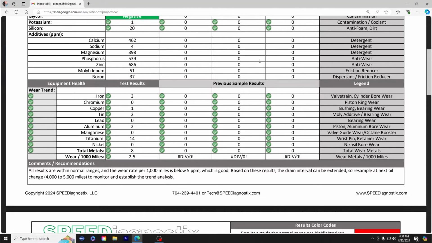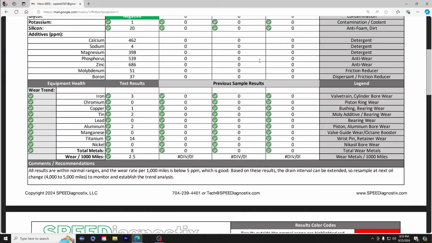And if you look at the very last little slot down there, it's wear per 1,000 miles, and it's a 2.5. That's below average. Normal is 5 parts per million or lower. So if you're 5 parts per million or lower, you're looking good. You're going to get a green check mark, and you don't have excessive wear or abnormal values of metals in your engine oil. And at the very bottom, it leaves me a comment that says all results are within normal ranges, and the wear rate per 1,000 miles is below 5 parts per million, which is good.